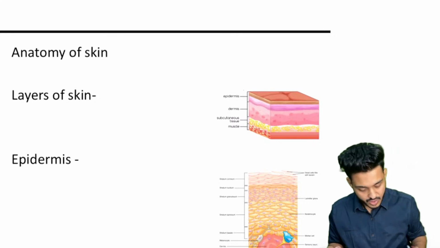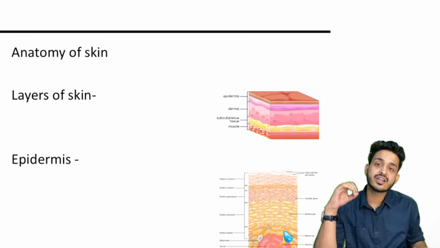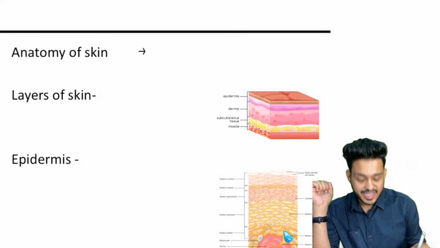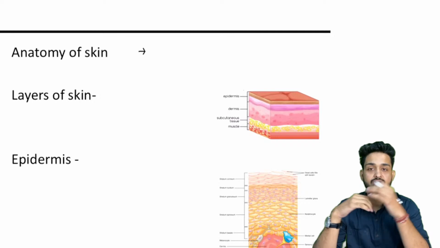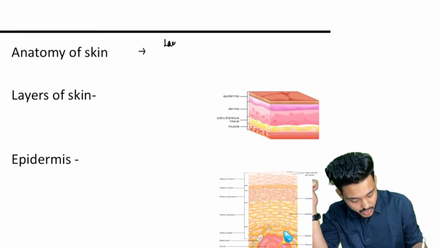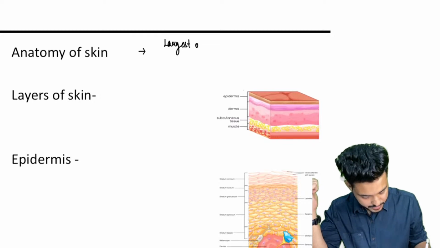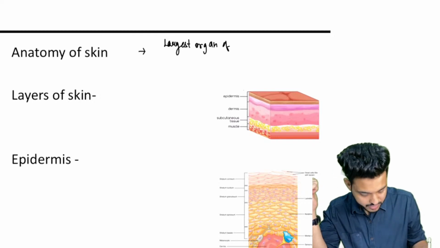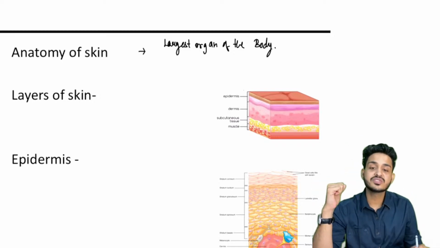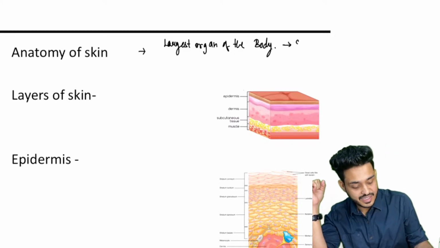So first thing, what is the anatomy of skin? We will start with the anatomy. So just tell me, guys, what is the largest organ in the body? Answer me, guys. The largest organ of the body is skin.